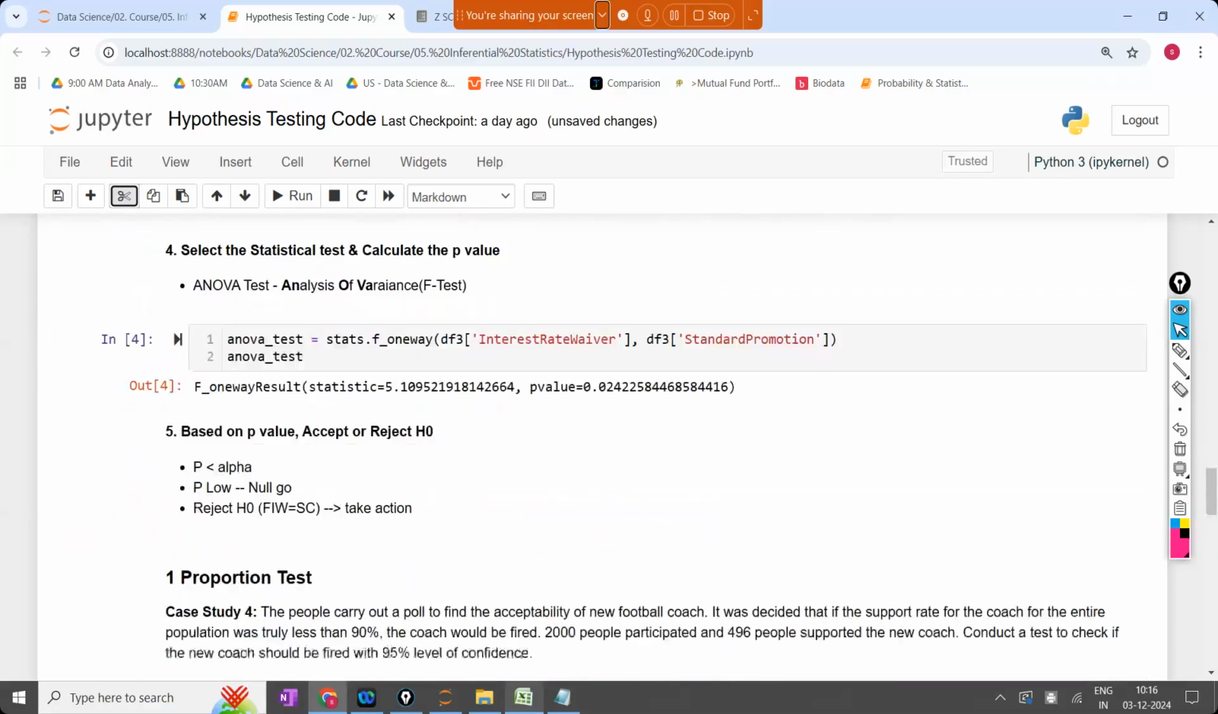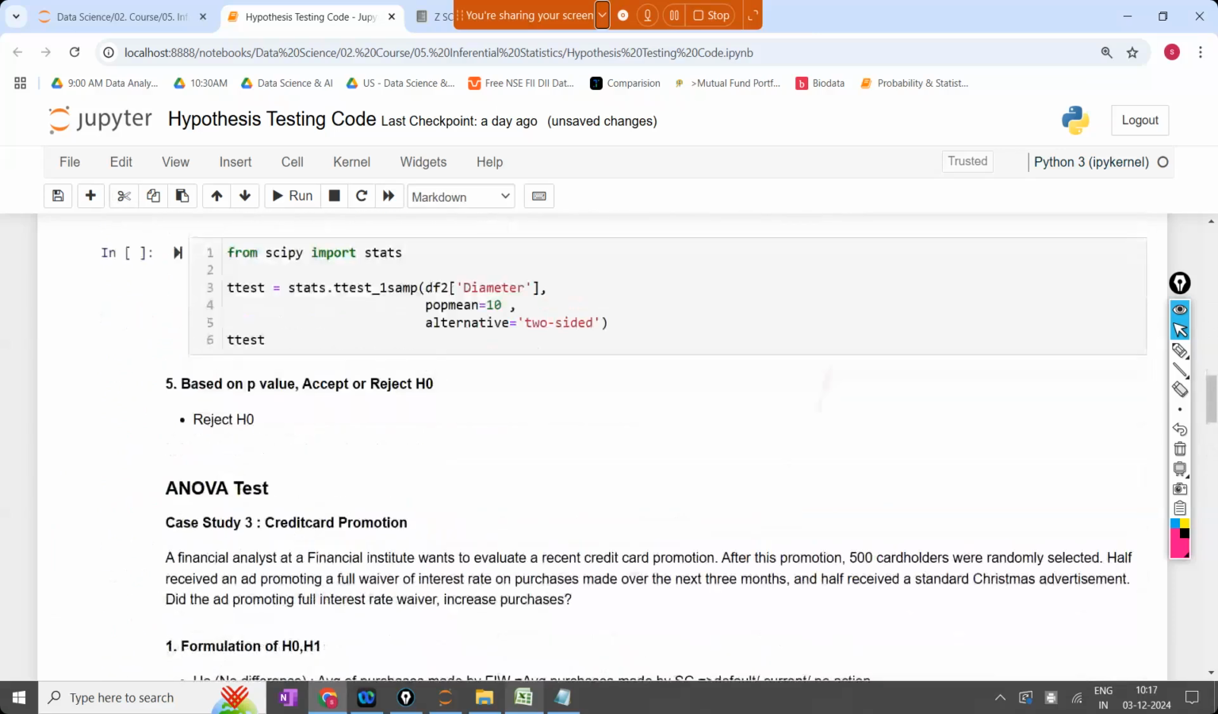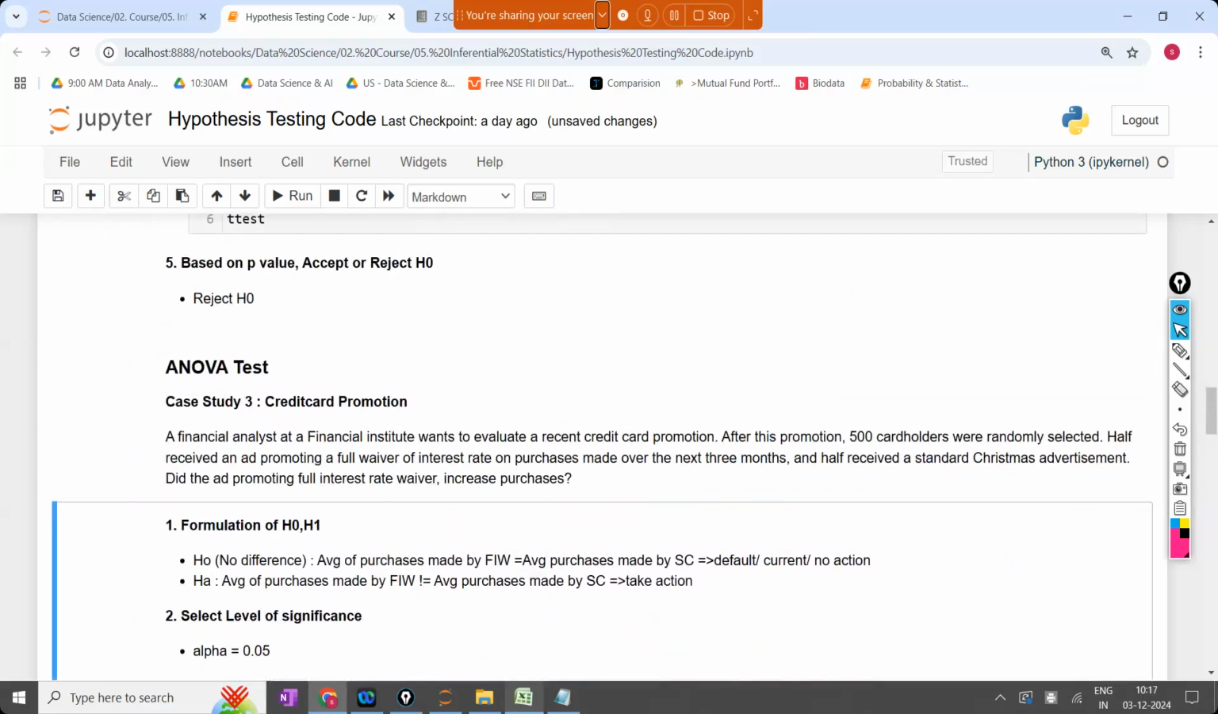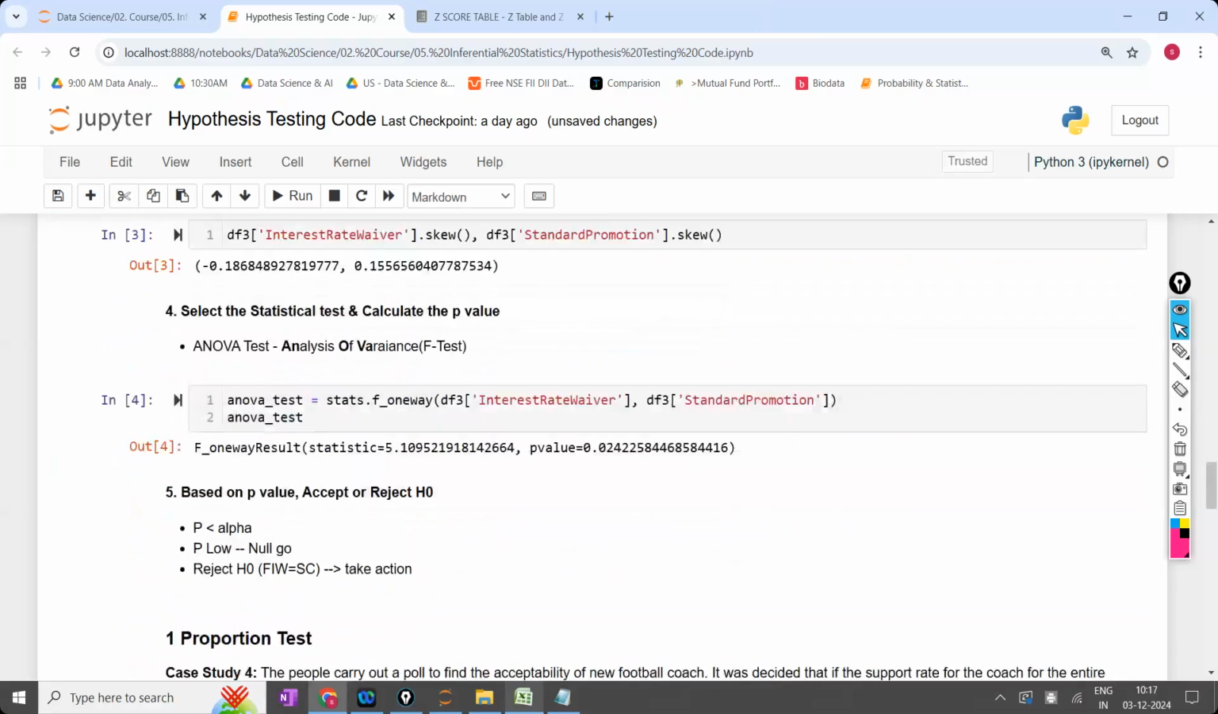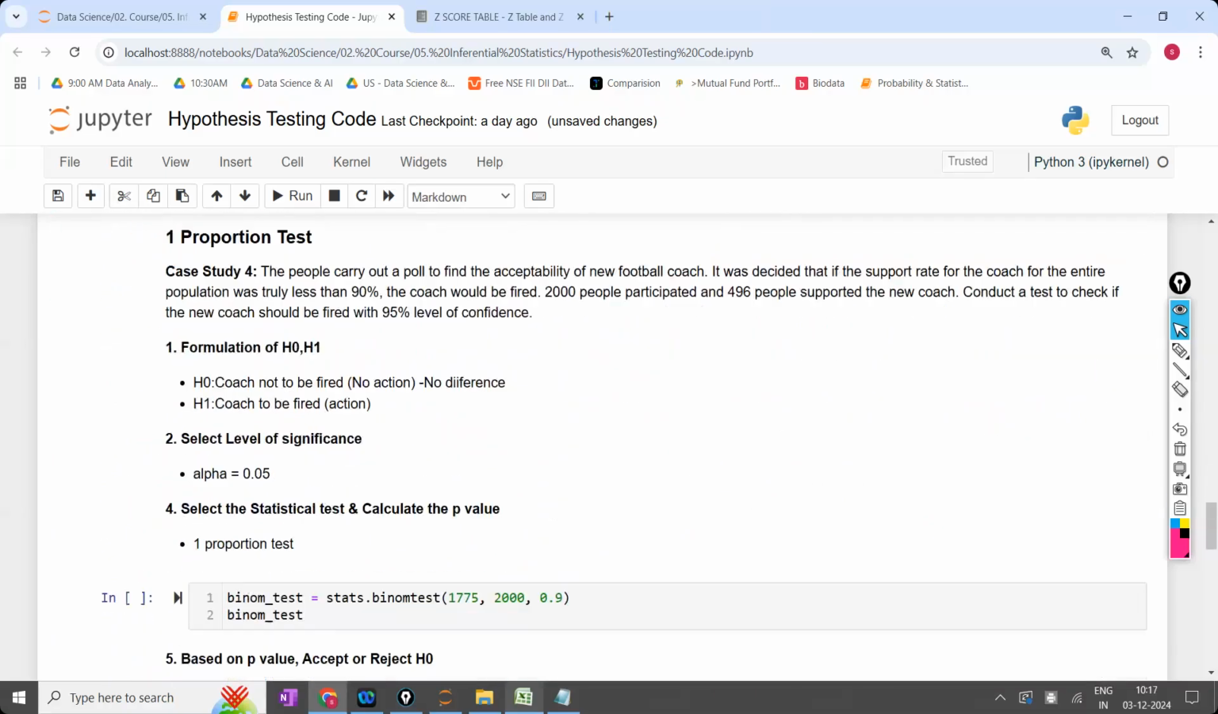That is in terms of level of significance. And based on the p-value, directly if p is less than alpha, reject the null hypothesis. What is the null hypothesis? It says that both are same. Reject that one, both are not same, and implement this one. Is that clear? Everyone?